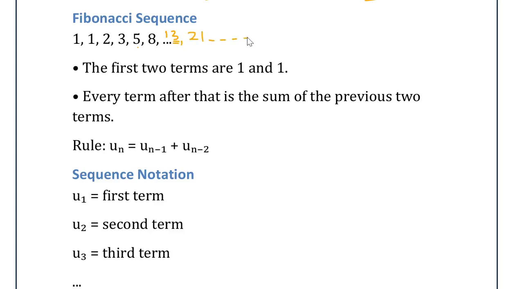And then this is an infinite series. It continues up to infinity. So what is the rule of this sequence? The rule is that un equals un minus 1 plus un minus 2. And for you to understand this, let me take you through the sequence notation. This is the last part of this video. After the sequence notation, we shall call it an introduction to sequences.